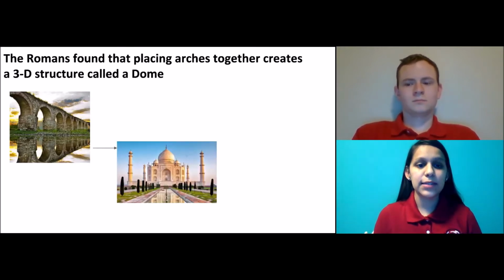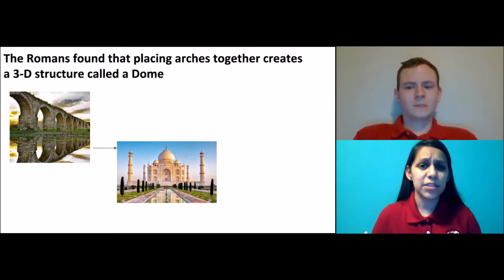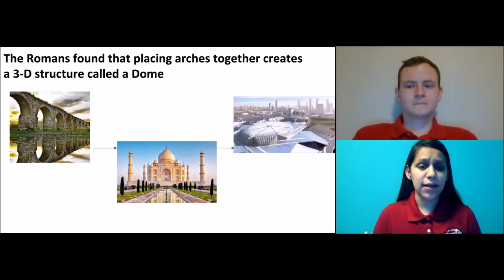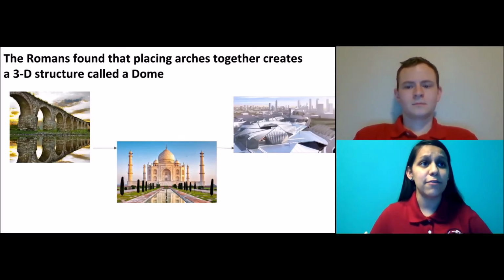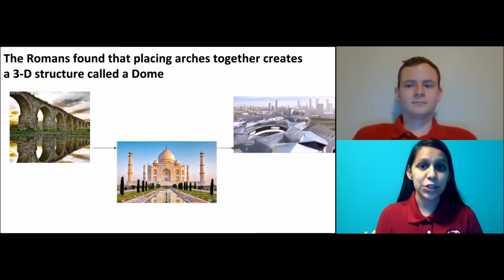So then as time went on, it started becoming prominent for domes to be in the top part of structures. For example, the Taj Mahal, which is a mausoleum that was built for an emperor's wife. And it's this very famous structure. And as time has passed, we have developed even newer, different kinds of domes, even moving domes, like you can see in the picture on the far right.